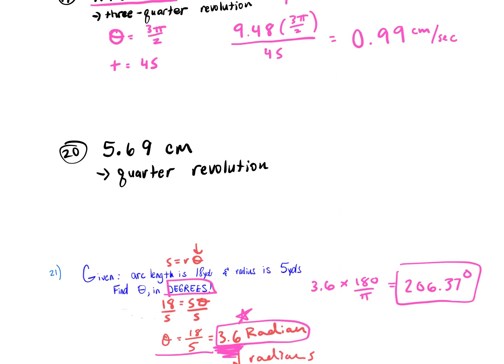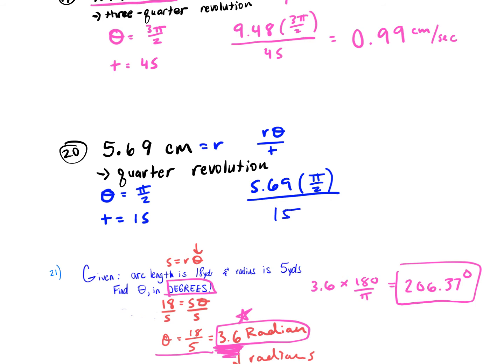So for 20, same formula, R theta over T. Here we have a quarter revolution. So what's theta when we have a quarter revolution? Pi over 2. Pi over 2, and what is time? 15 seconds. So my radius is 5.69, so 5.69 times pi divided by 2 over 15. Because it's 15 seconds, because it's a quarter revolution. So this should be 0.60 centimeters per second.